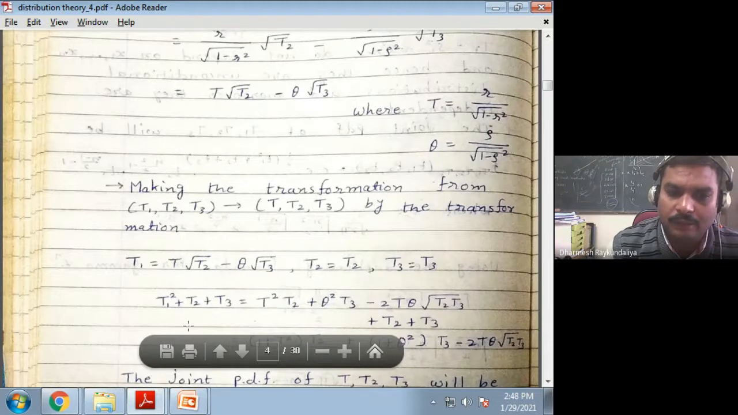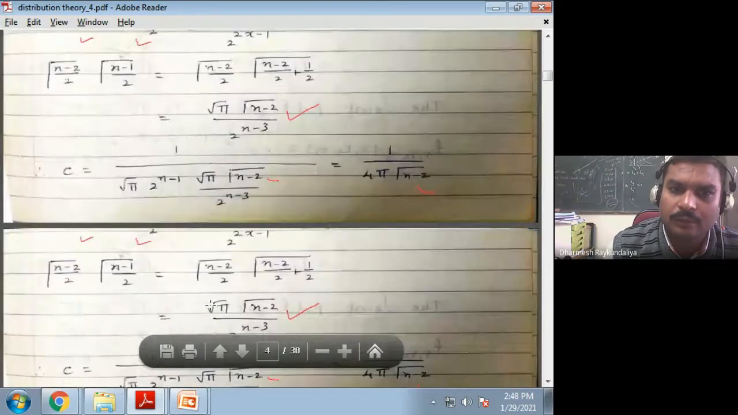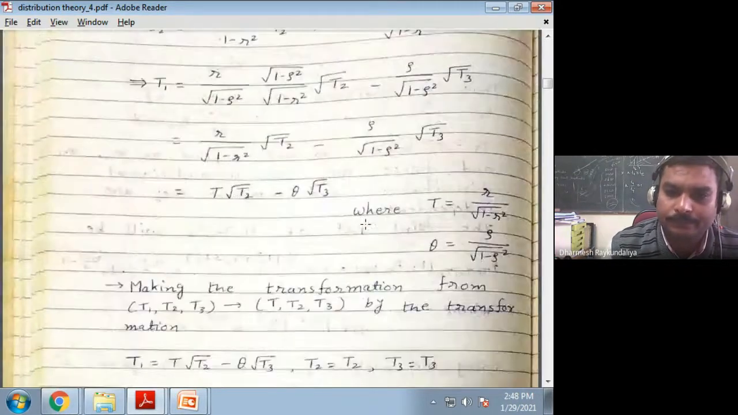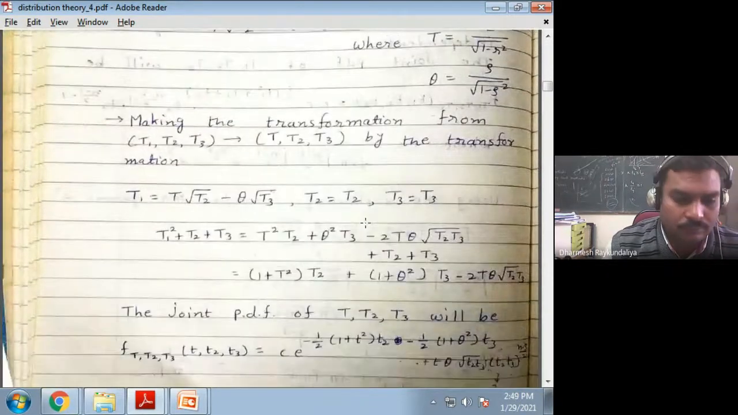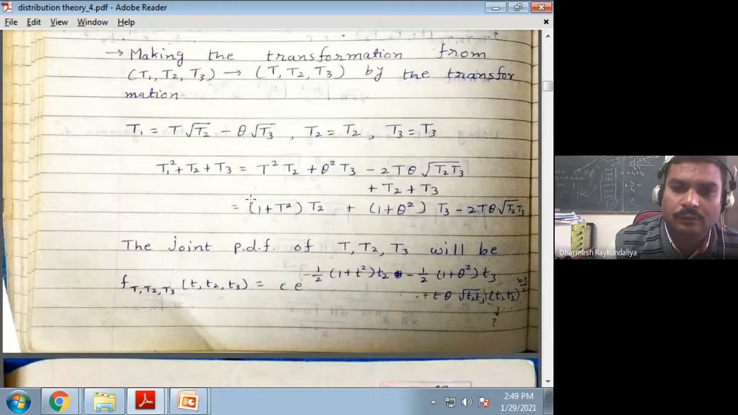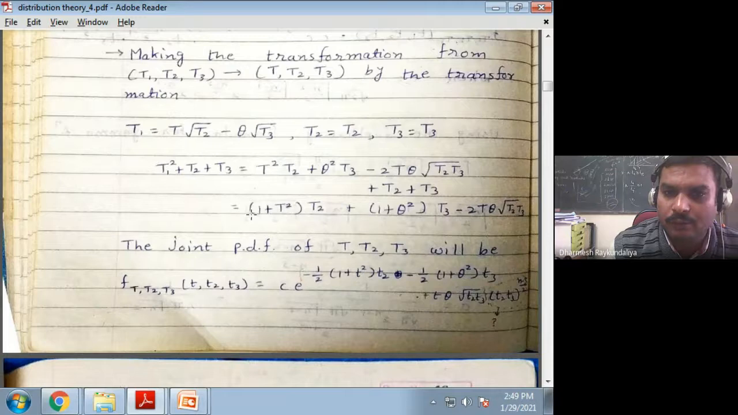Why am I writing this T1 square, T2 plus T3? Because in the density I have this T1 square, T2 plus T3. So where is the T2? T2 is here, so I can just take the common factor. It is 1 plus T square T2. T3 is here, so it is 1 plus theta square T3, and minus 2 T theta root T2 T3 as it is.